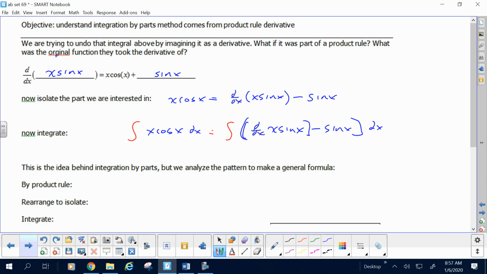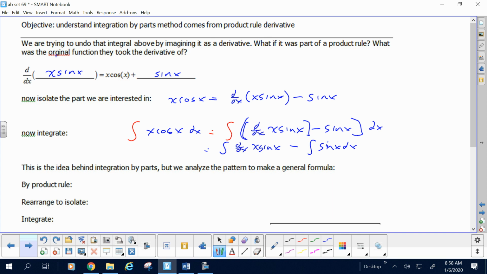Can I integrate the two parts of a difference separately? Can I split the integral into two? You can. That's okay. So this is the integral of the derivative of x sine of x, and then minus the integral of sine of x dx.